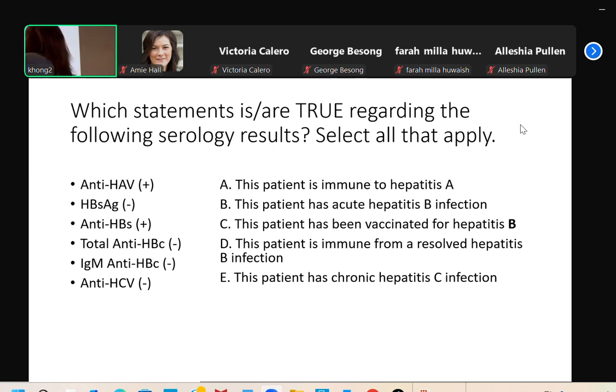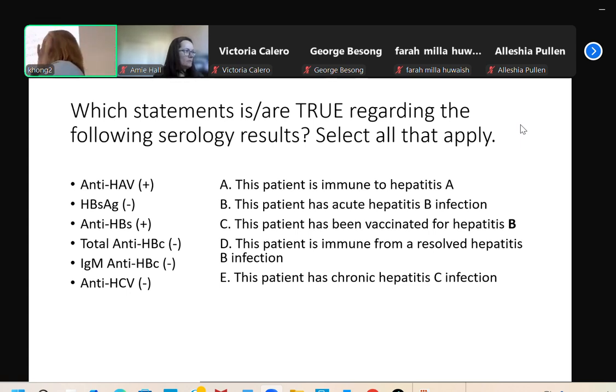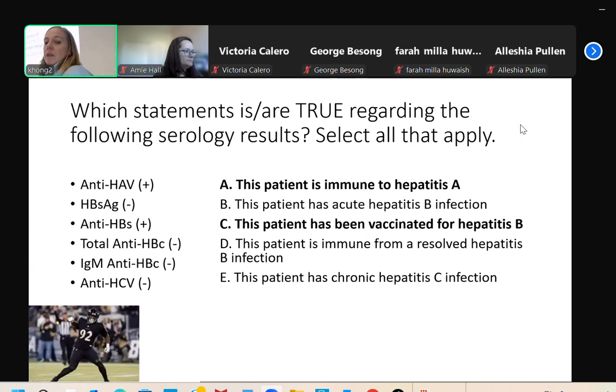This person does not have any core antibodies. So they likely got their immunity through vaccination, right? Because remember, the only antigen in Hep B vaccine is the surface antigen. The only way to get exposure to the core antigen is for the virus to be in the body and the body to produce core antibody. So A and C. Any questions?